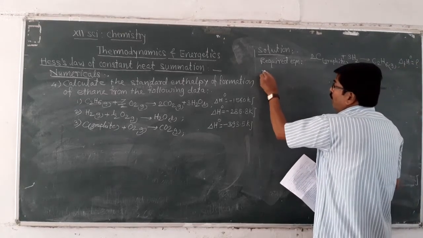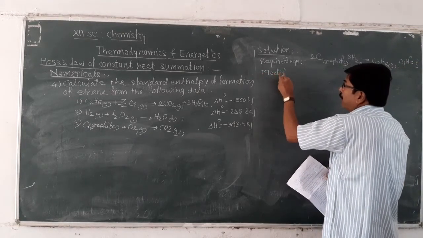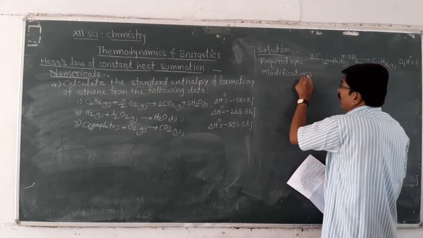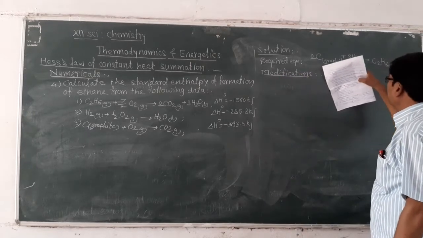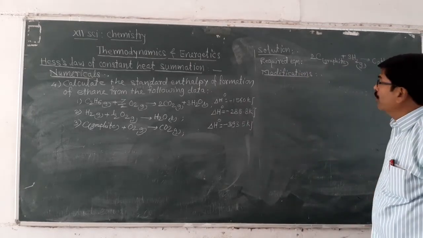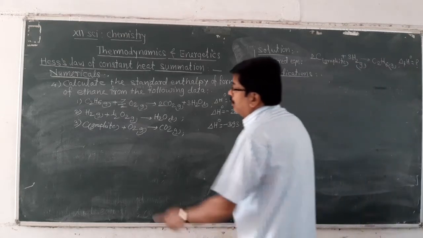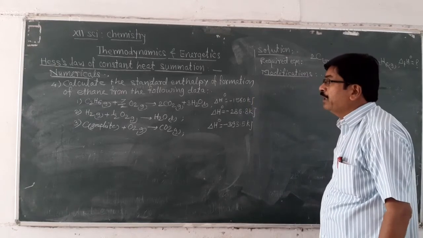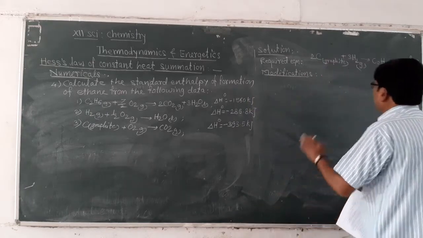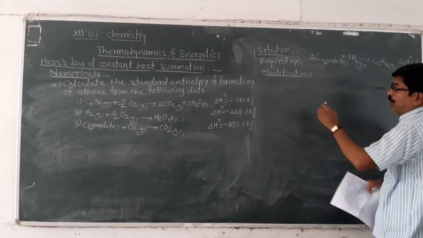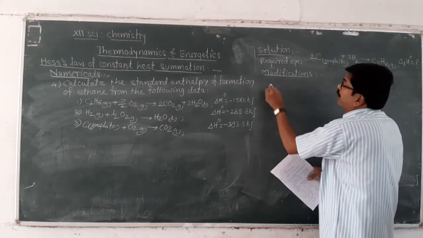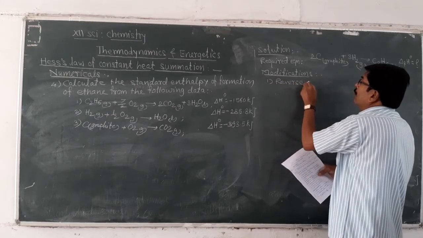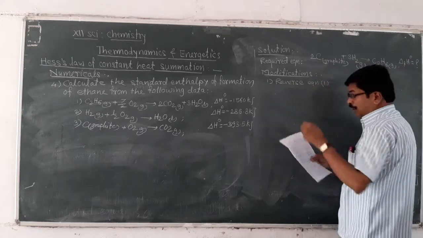Now, what modifications are done? By seeing this equation, you can modify the given thermochemical equations. Here, in the first equation, C2H6, 1 mole of ethane, is present on the reactant side. It must be on the product side. Therefore, you have to reverse equation 1.